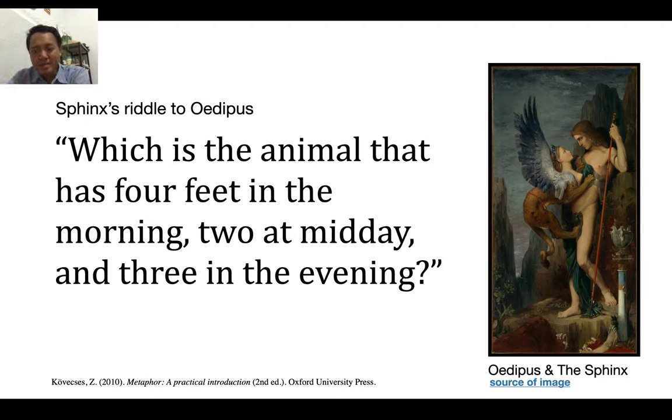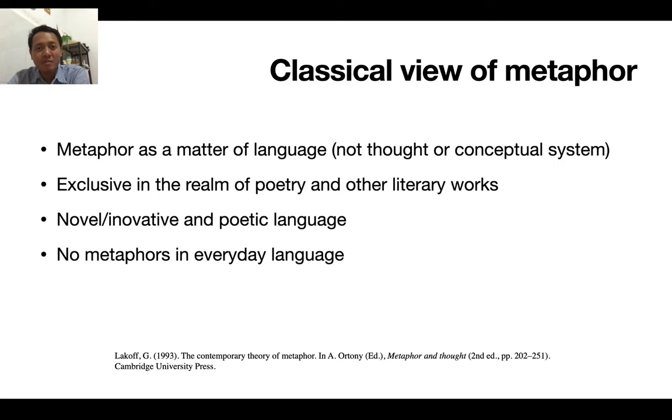With that, now I will start with what metaphor is from the classical perspective of language. So you may have been taught that metaphor is a matter of just language, that it has nothing to do with thought or your conceptual system. And because it is made of language, you are also taught that metaphor can be found mostly in poetic language, in poetry, in other literary works.